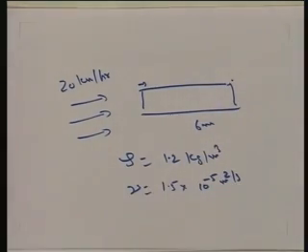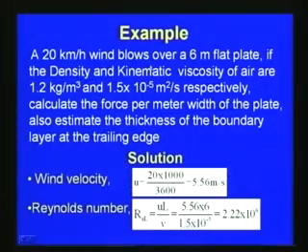To solve this problem, first the wind velocity is given as 20 km per hour, so we will convert it into meter per second. 20 into 1000 divided by 3600 will give 5.56 meter per second. Then initially we will find the Reynolds number. Once we find the Reynolds number, we can identify whether the flow regime is laminar, transition or turbulent, so that we can use the appropriate equation.